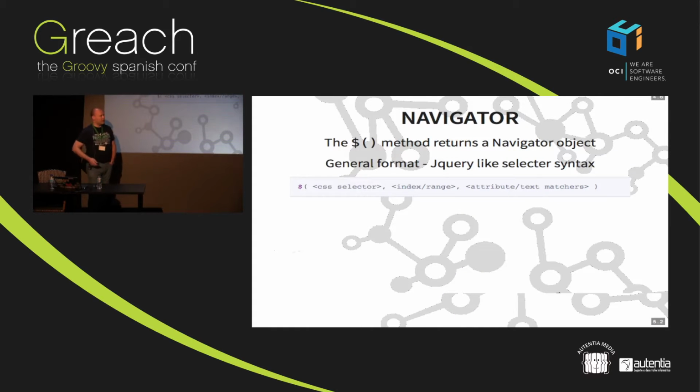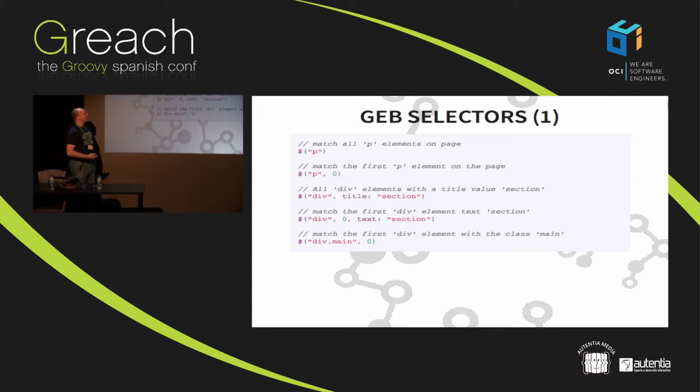So how do we use Jeb? Jeb uses the navigator method. It's a $ with parentheses, typically with a CSS selector, an optional index and a range, and additional matchers and attribute matches for extracting information.